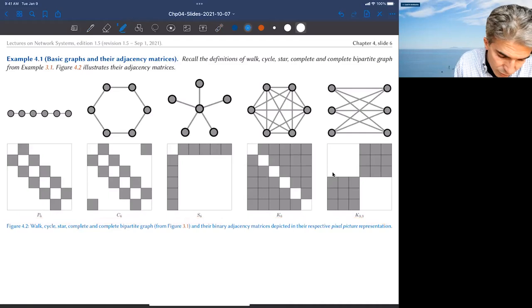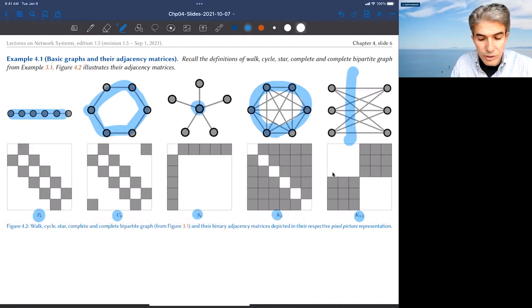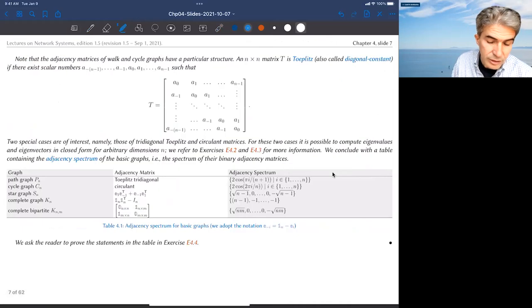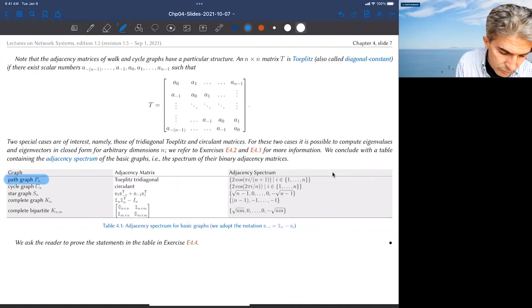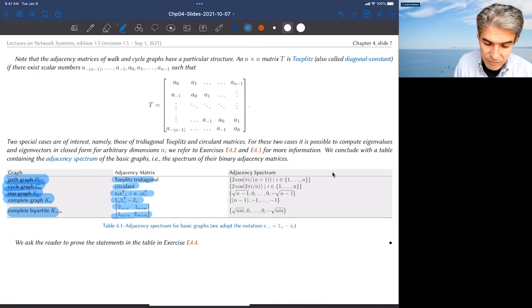In case you forget, this was our little convention for the symbol to illustrate the case of a path graph, a ring graph, a star graph, the complete graph, or the complete bipartite graph. I will let you read this example in the book. Essentially, for each of the basic graphs, you can easily sit down, think carefully, and write down formulas for what the corresponding adjacency matrix is. Here I have outlined them.